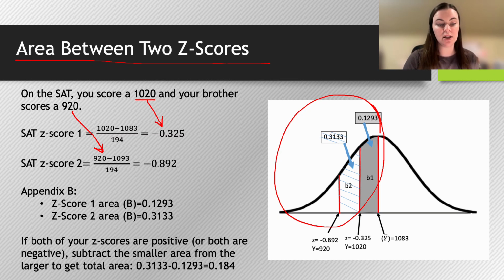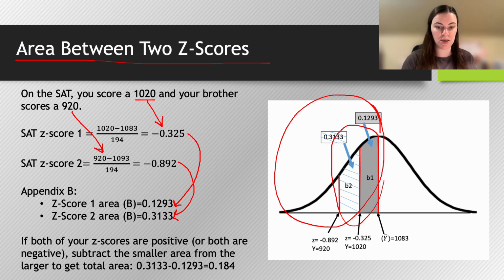So in this case, when I looked up that area B for our z-score 1, so this is the one we've been working with this whole time, of 0.1293, and then the corresponding one for this score was 0.313. I can take, knowing that my brother's area B was all of this here, right? This entire area, because this is where his red line is here. But I'm trying to solve for just B2 here.